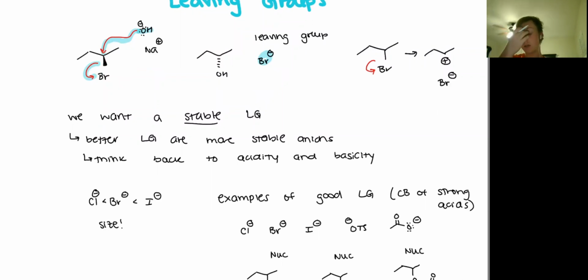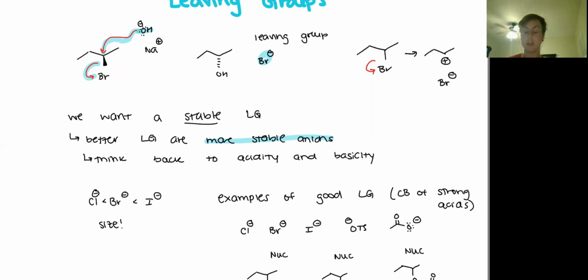What describes a good leaving group is something that is stable when it's kicked off. When it gets kicked off, it will normally take its sigma electrons with it, so there'll be anions. You'll see bromine, chlorine, iodide, but you may also see some other potential leaving groups. The key is that they are stable anions. You can think back to acidity and basicity trends to help figure out what is more stable if it has the negative charge.